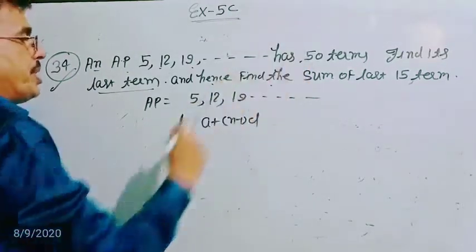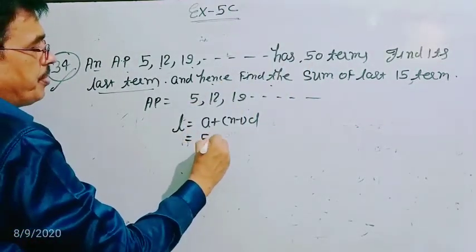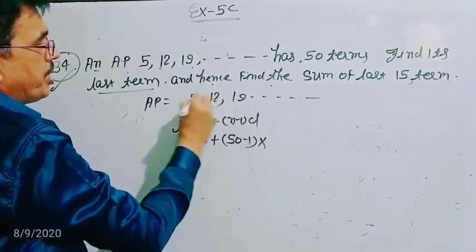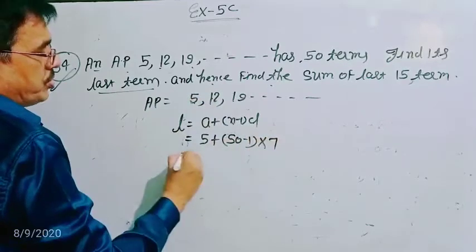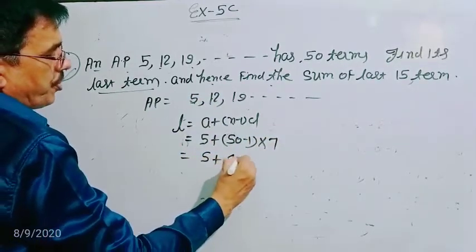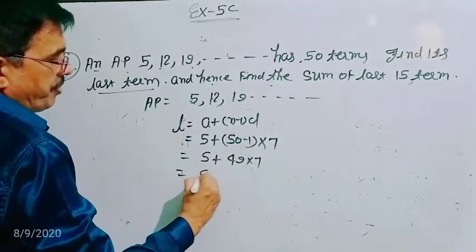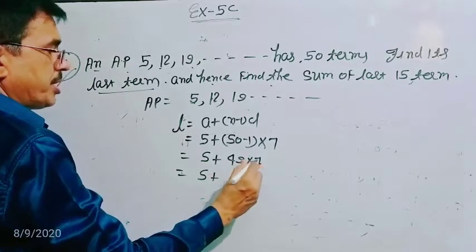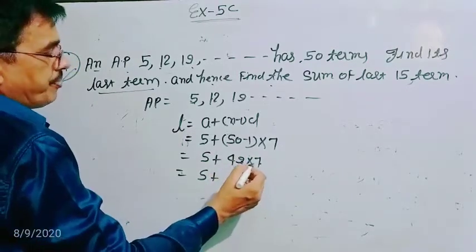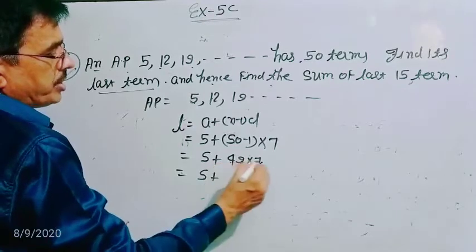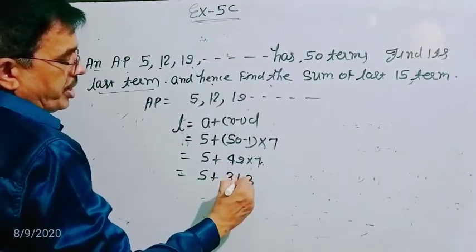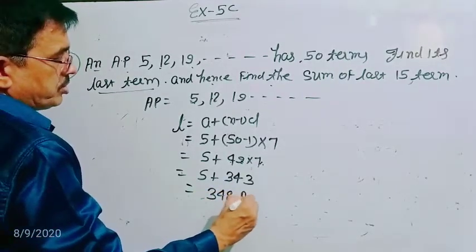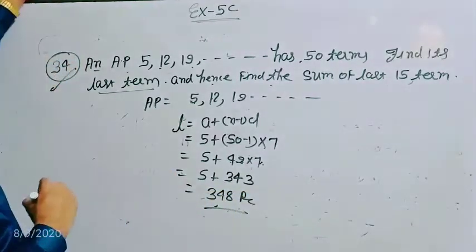The number of terms is 50. So easy way, a is 5 and n is 50 minus 1, into d is 7. So 5 plus 49 into 7. So it is 5 plus 343. 9 7s are 63, 7 4s are 28 and 6 carried is 34, and it is 343. So the last term is 348.